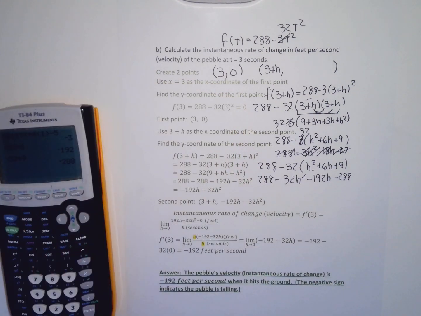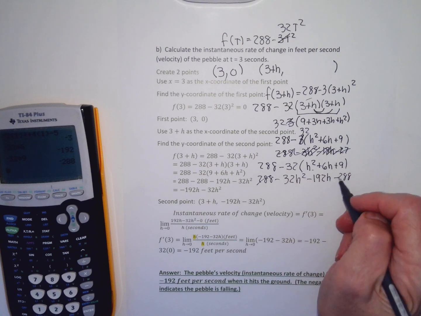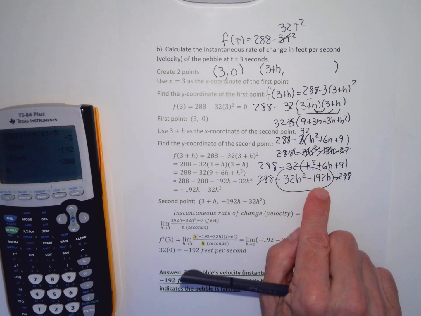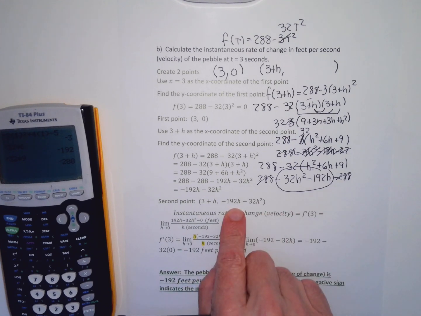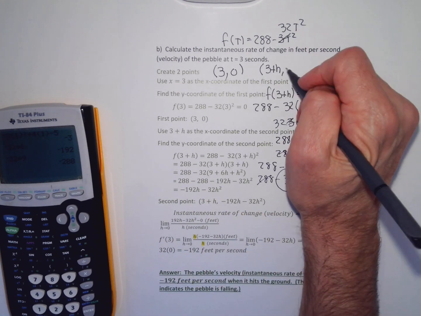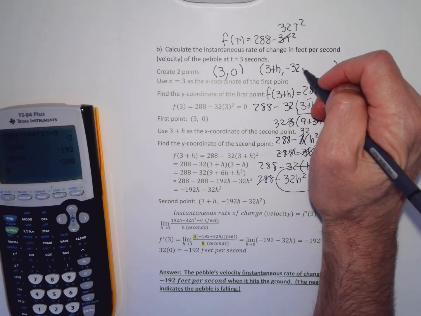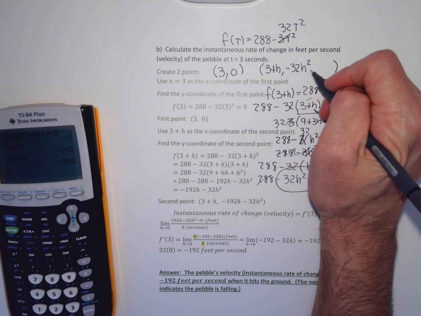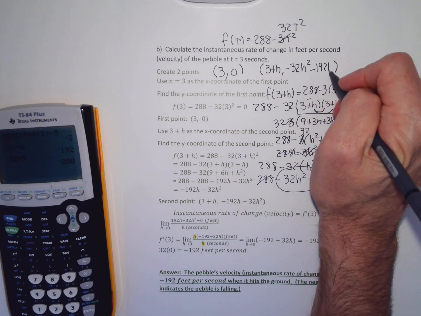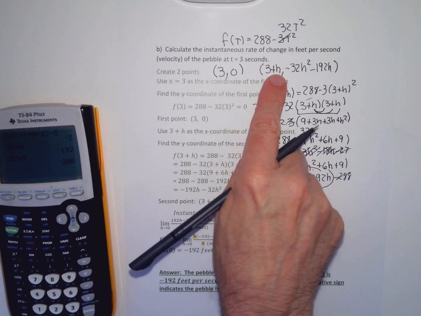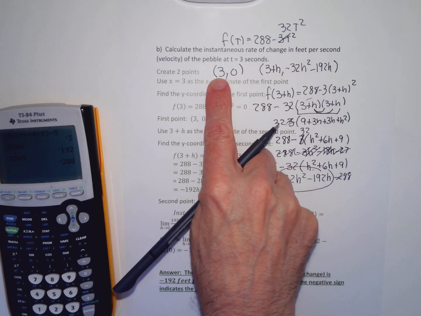So for the y coordinate of my second point, the 288's cancel. The y coordinate of my second point is negative 32h squared minus 192h. There I wrote it backwards, but it doesn't matter. So the 2 points I'm going to use are the point 3 comma 0 and the point 3 plus h, negative 32h squared minus 192h. So how do I find the derivative or slope of the tangent line? Well, I just do y2 minus y1 over x2 minus x1 and take the limit as h goes to 0.